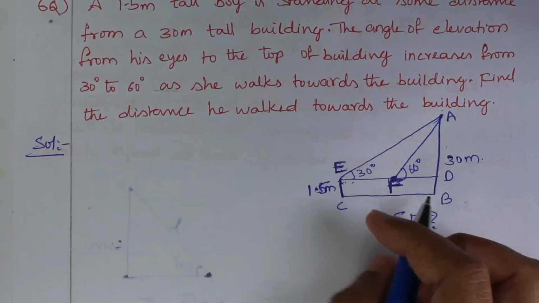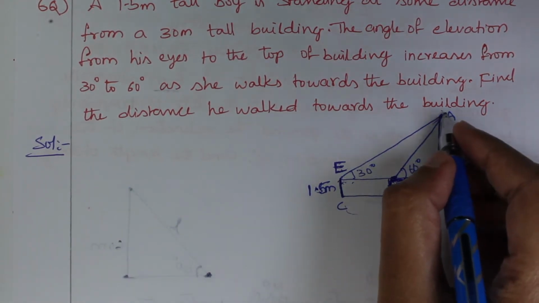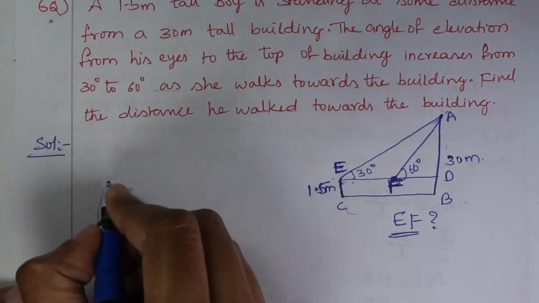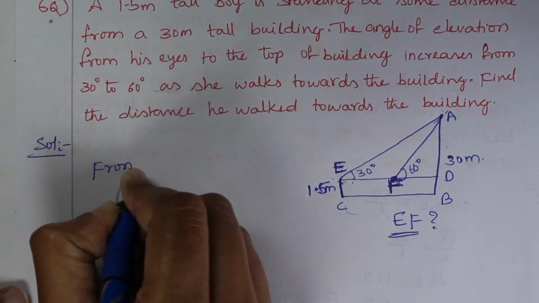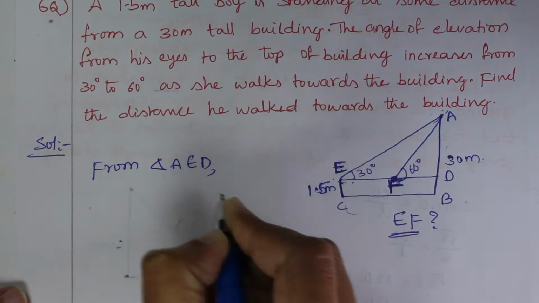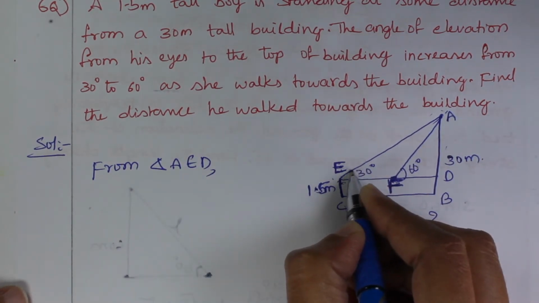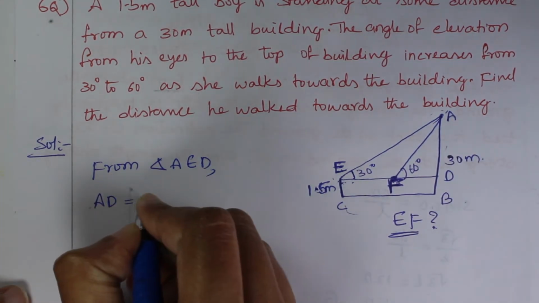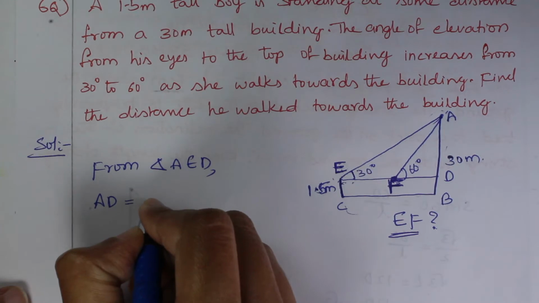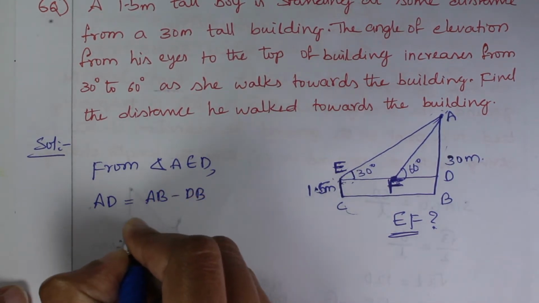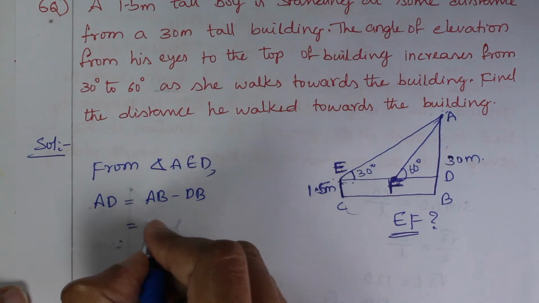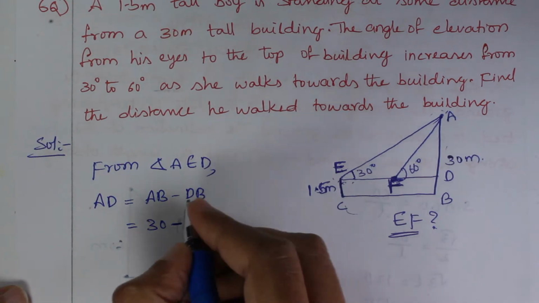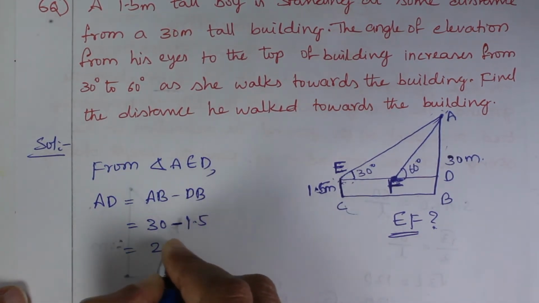Now we can find out CB from triangle AED. From triangle AED, we know this is 30 degrees and this height AD is equal to AB minus DB. What is the length of AB? 30 meters minus DB, which is 1.5 meters, the height of the boy. That is equal to 28.5 meters.